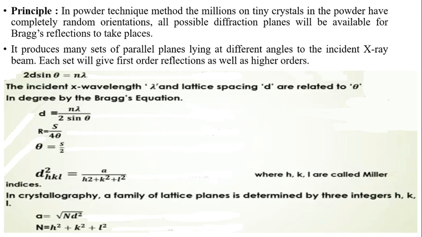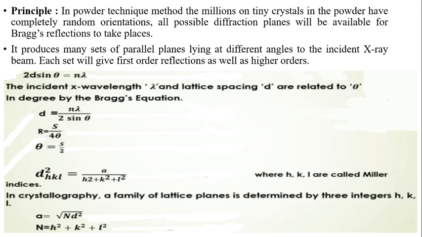Now, the principle in the powder technique method: the millions of tiny crystals in the powder have completely random orientation. All possible diffraction planes will be available for reflection to take place. It produces many sets of parallel planes lying at different angles to the incident X-ray beam. Each set will give first order reflection as well as higher orders.